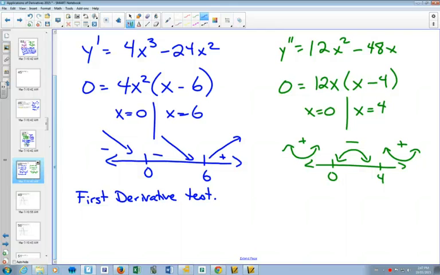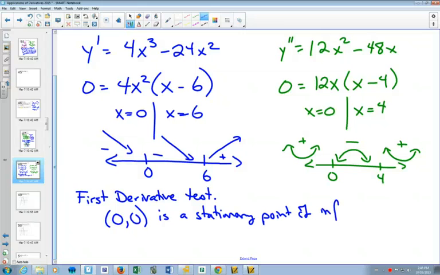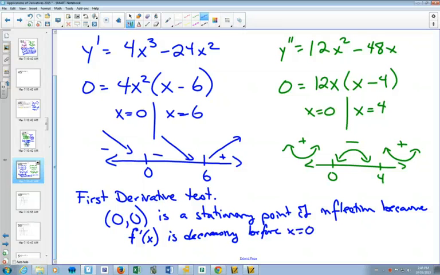Okay, from the first derivative test, we know that 0, 0 is a stationary point of inflection because f prime of x is decreasing before x equals 0 and decreasing after x equals 0.